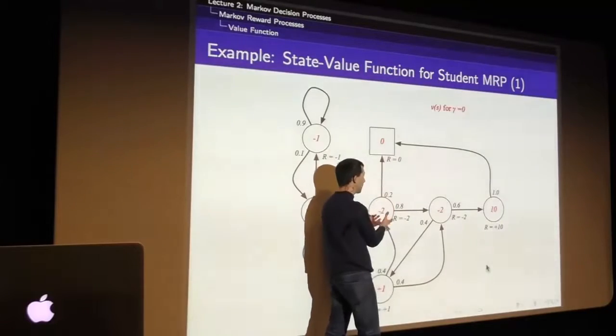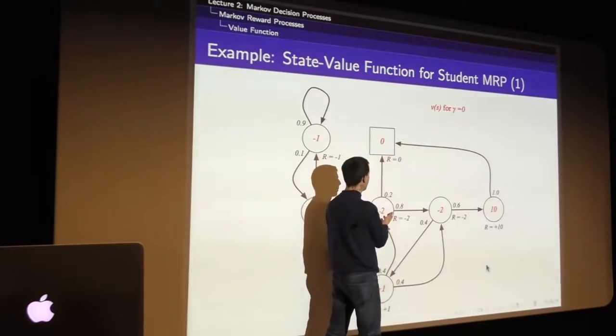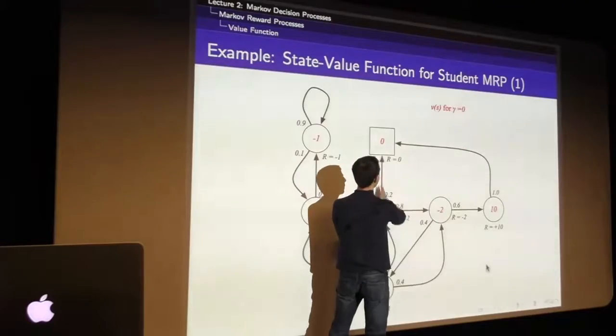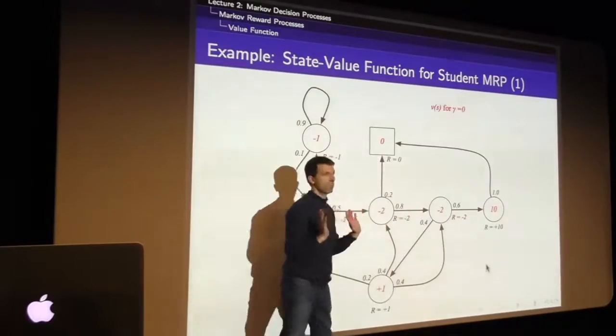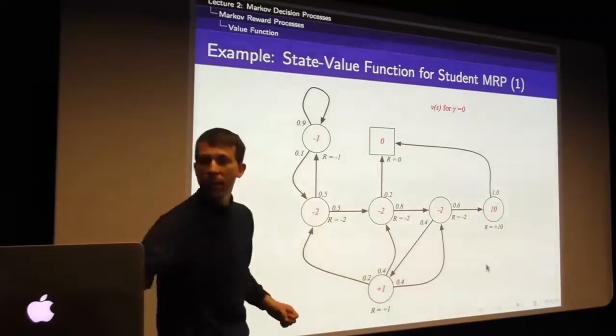So the value of being in this state is -2. That's what we're going to get. We're going to get -2 whether we go to sleep or whether we go this way. That's just the definition of that.